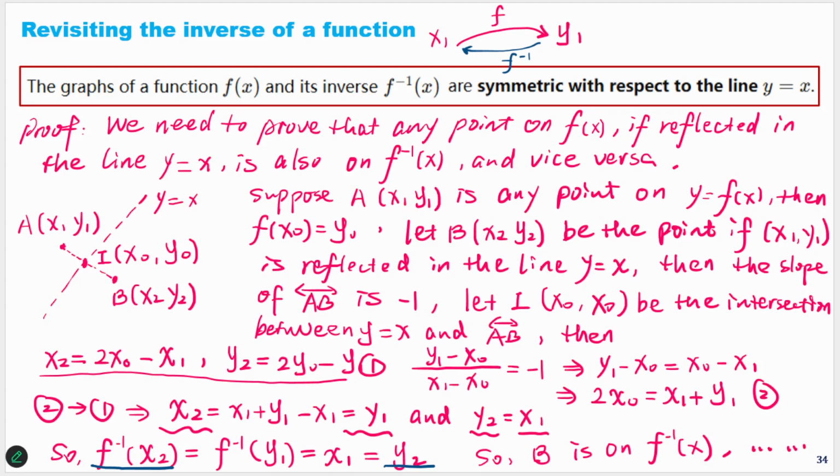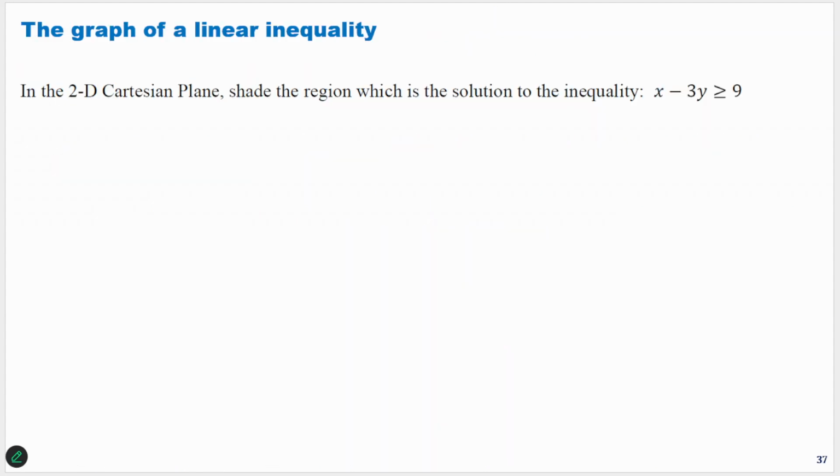So again, I'm not going to write all the proof here. Try to complete this by yourself. It really checks the understanding of lines, equations, slopes, perpendicular, these concepts. Okay, any questions? No. All right, so next, let's have a look at the concept of linear inequality.